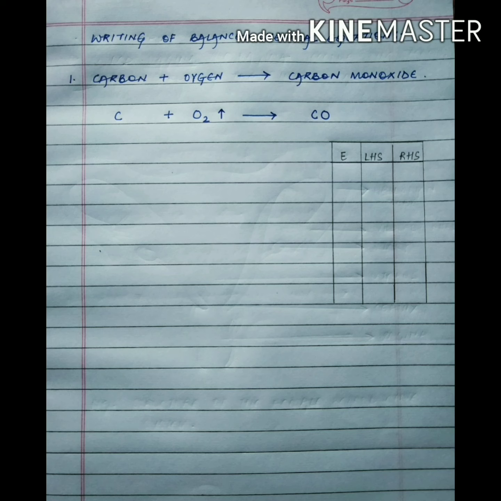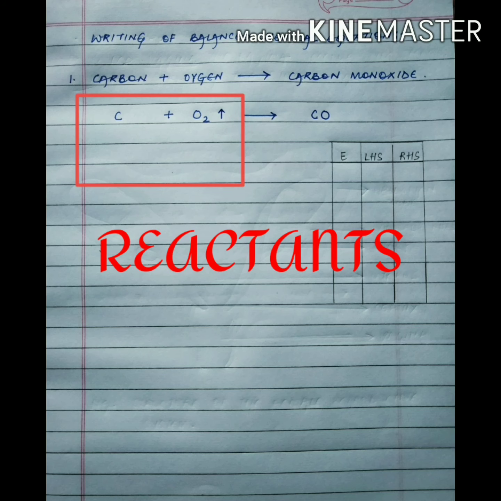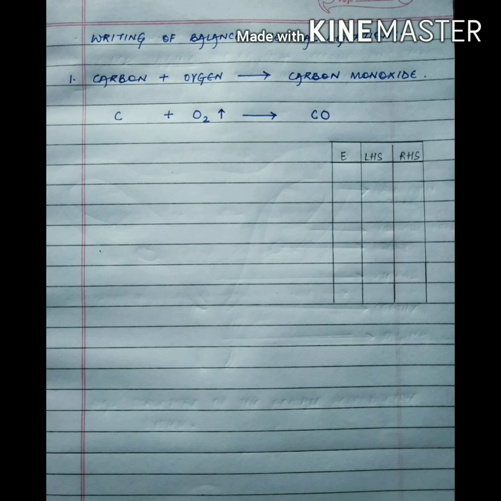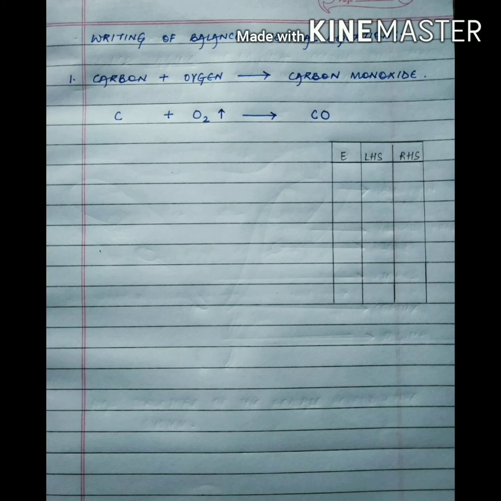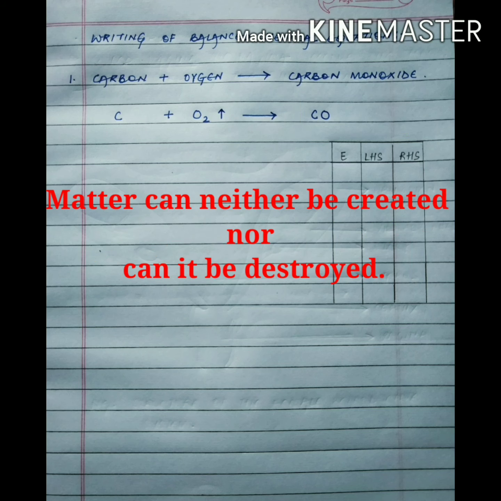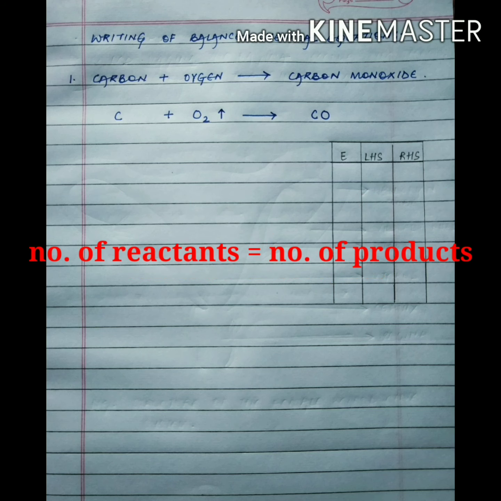Now we have to balance the equation. Now what does balancing of equation mean? Now we know that the left hand side of the arrow are the reactants and the right hand side of the arrow are the products. And we have already done in the previous classes that matter cannot be created nor can it be destroyed. That means the number of reactants that we have taken should be equal to the number of products. So we have to balance the equation if it is not balanced.